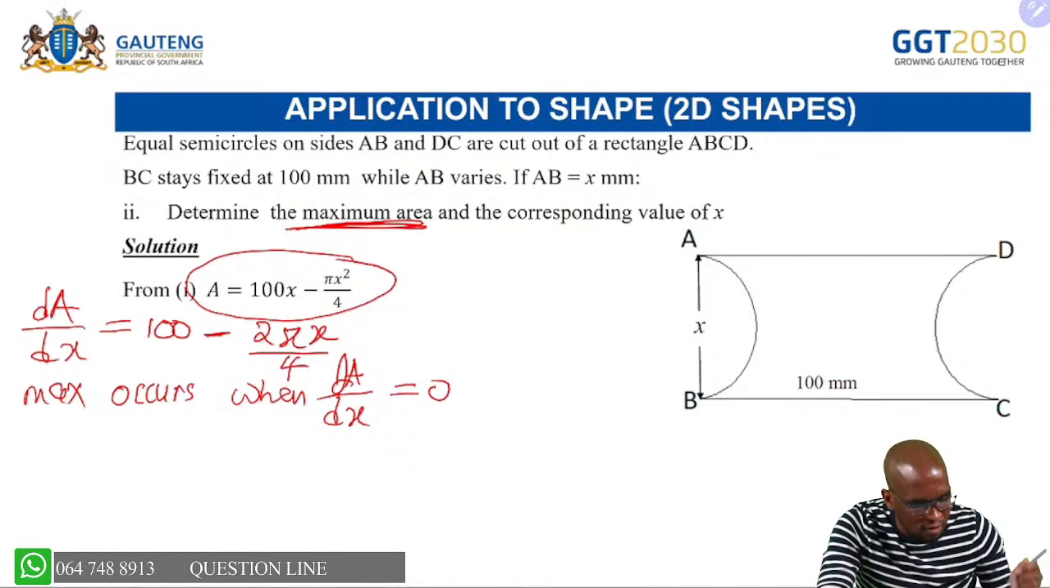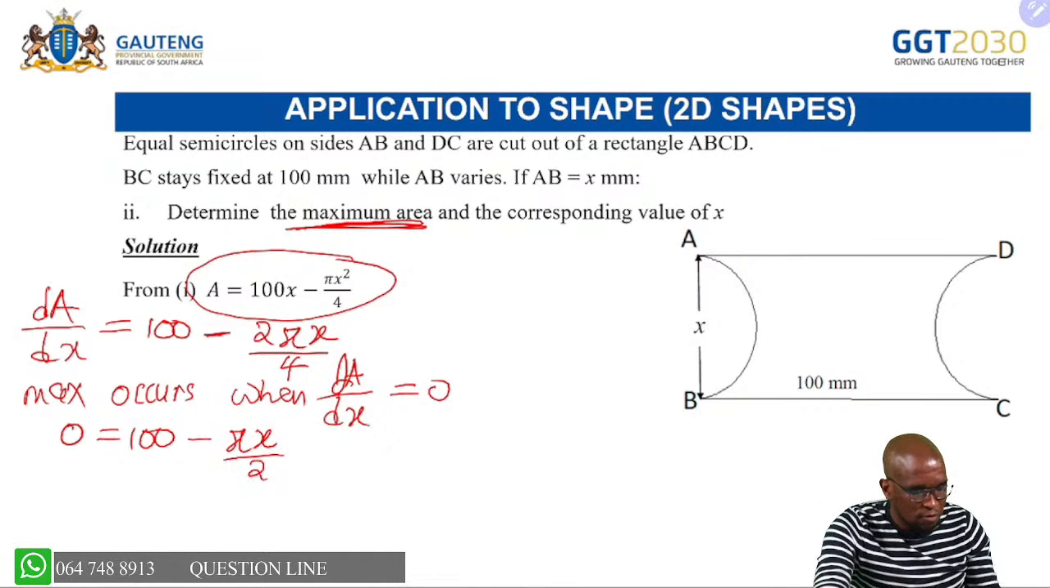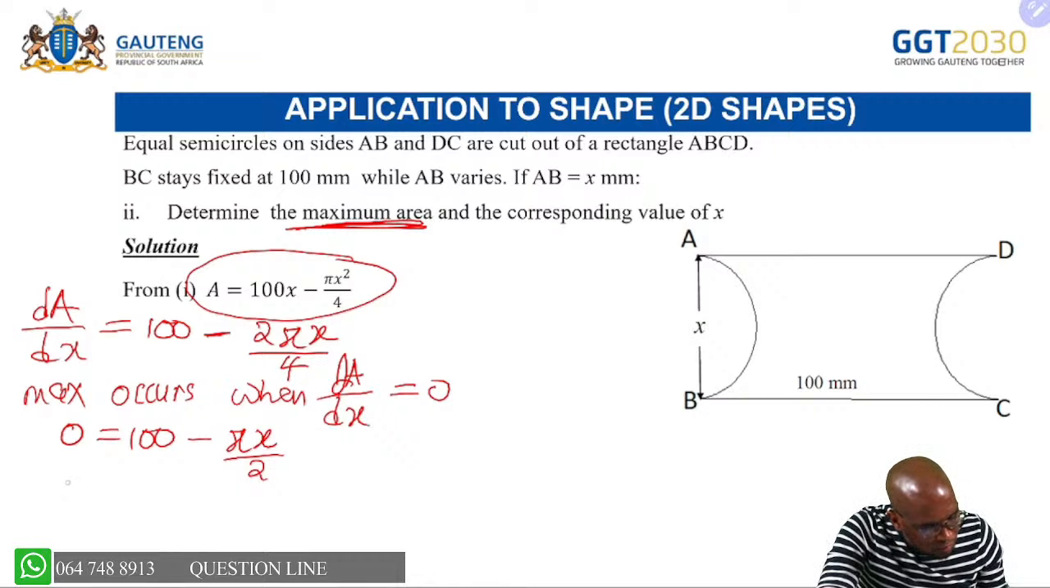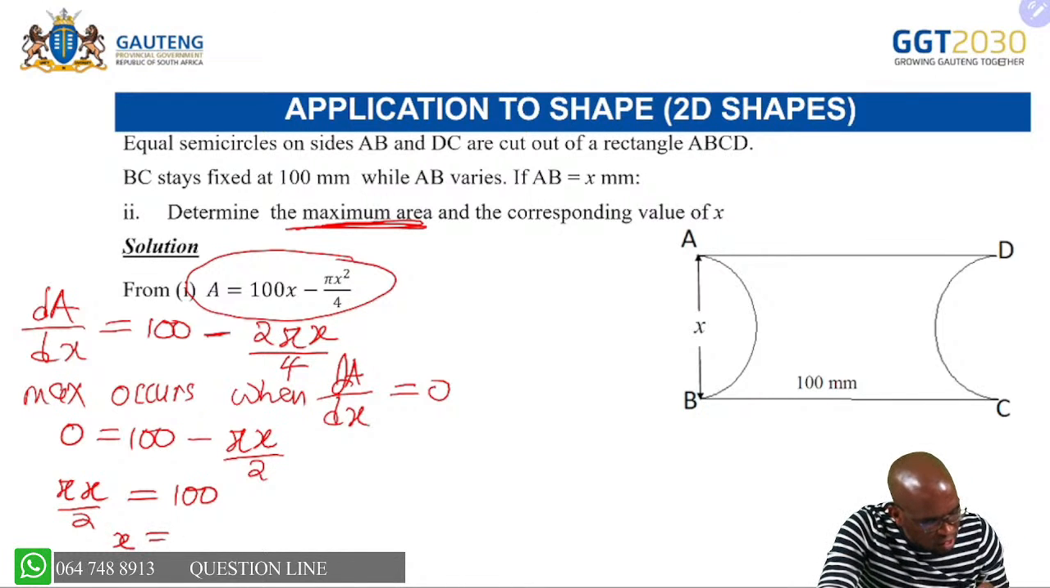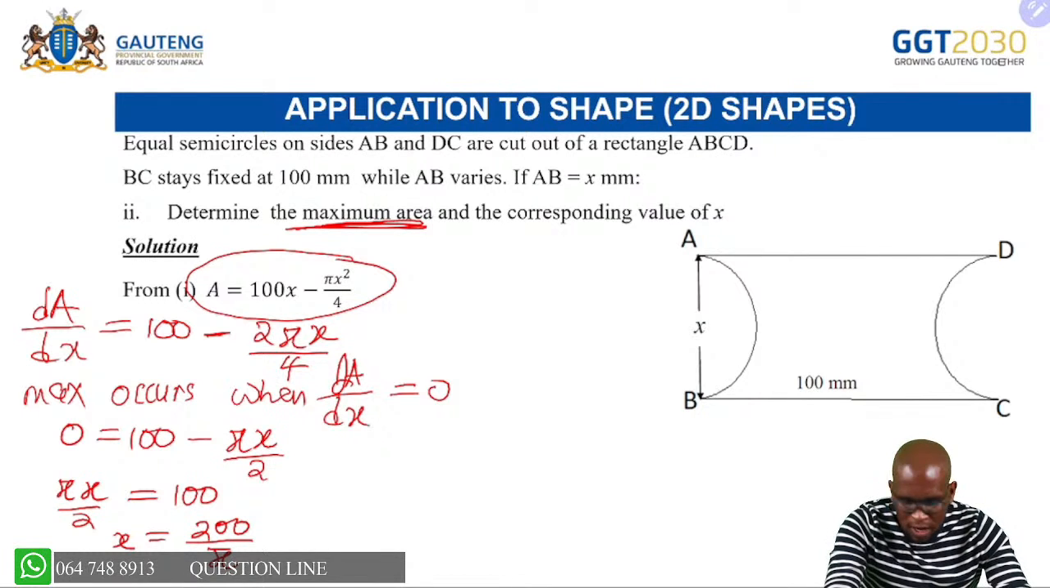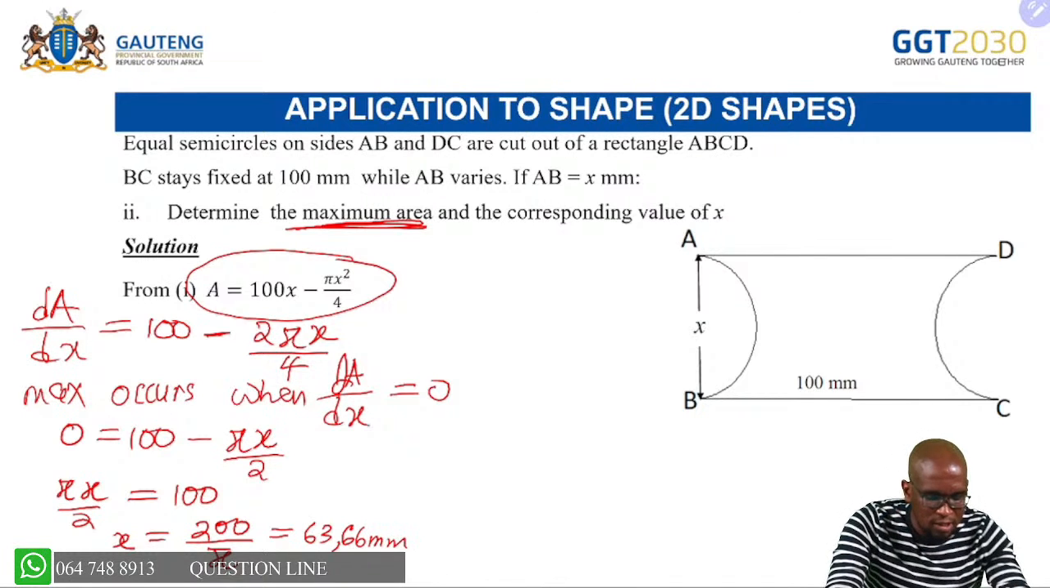The maximum would occur when the derivative is equal to 0. Now, it means that we would have 0 equals 100 minus 2 pi x divided by 4. That should be pi x over 2. If you transpose, you're going to get that pi x over 2 is equal to 100. If you solve for x, x should simplify to 200 over pi. If you put that in your calculator, obviously you should get something around 63.66 millimeters. That is the value of x for which the maximum will occur.